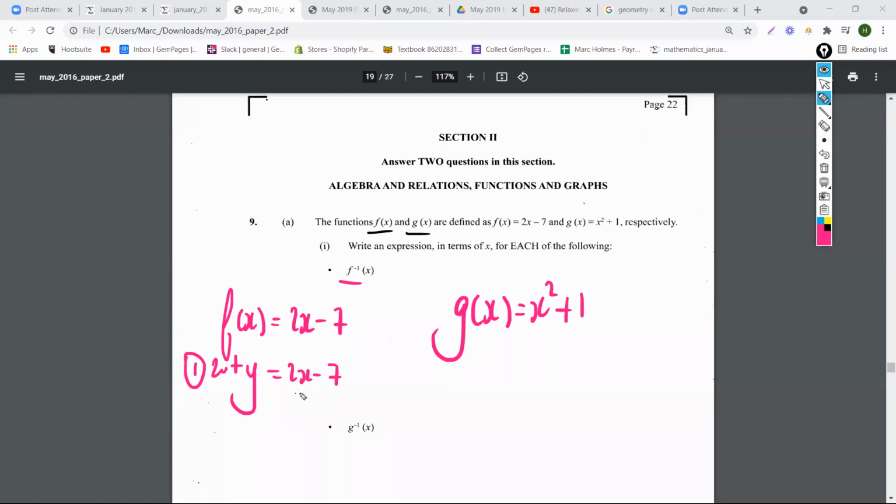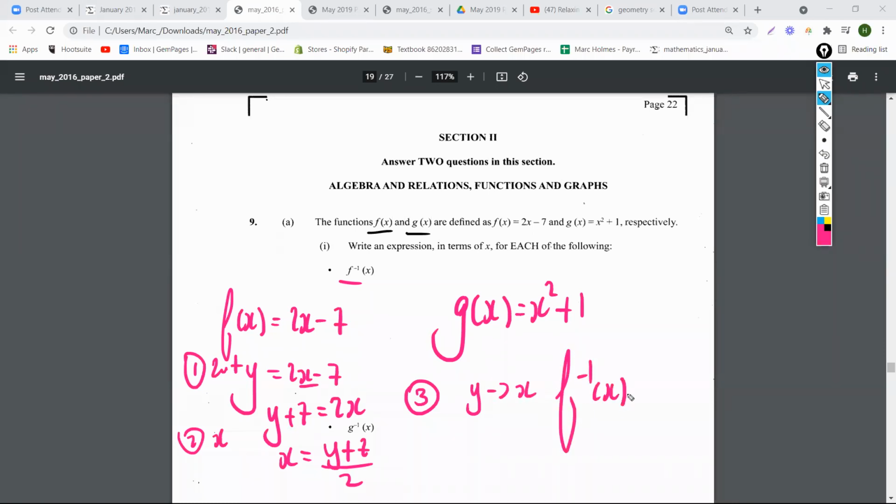Then after that, you want to make x the subject of the formula. So you're going to say y plus 7 is equal to 2x, and then x is going to be equal to y plus 7 over 2. So that's the second step, make x the subject. And then the third step to find the inverse, guys, is switch the y with an x. Change the y to an x. So we're going to say f to the negative 1 of x is equal to x plus 7 over 2. So that's the inverse, guys, x plus 7 over 2.